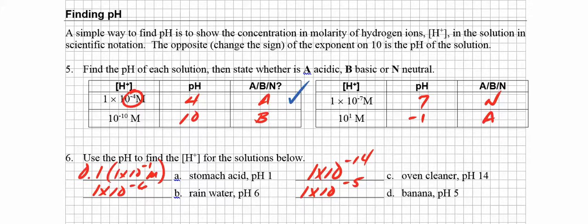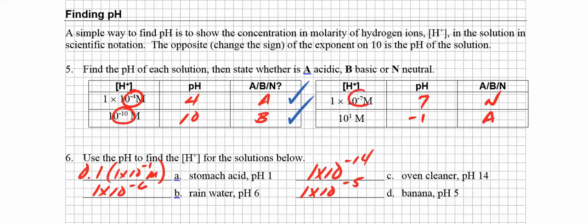The next one, we'll go down from there, is 1 times 10 to the minus 10, which is going to have a pH of 10, right? So we're going to look to the exponent, and if the exponent is negative 10, it becomes positive 10. So 10 is the pH, and remember, everything above 7 is going to be basic. So that one is a basic pH. 1 times 10 to the minus 10 has a pH of 10, and if the pH is 10, then we have a basic situation.